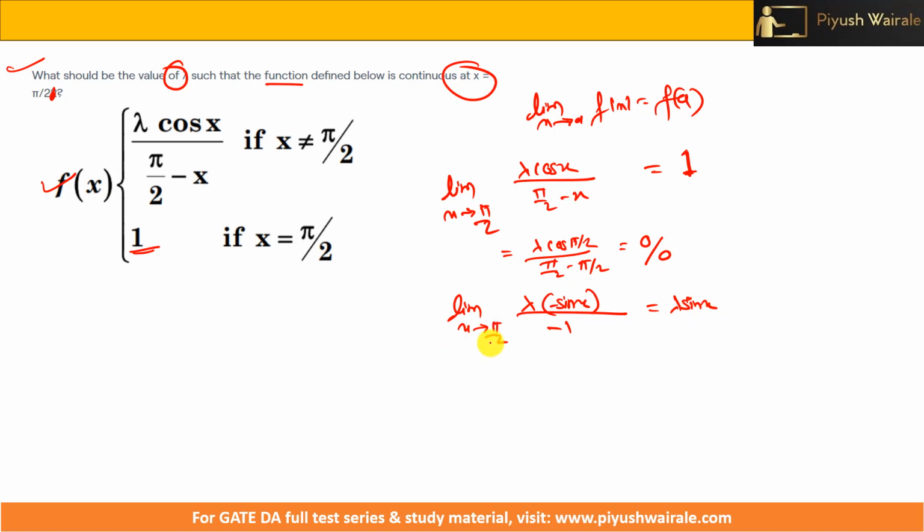Okay. So just put the value of pi by 2 in the x. So we'll get lambda into sine of pi by 2. This is basically equal to 1. So lambda equals 1. Simple, right? So the value of lambda is equal to 1. That's it.